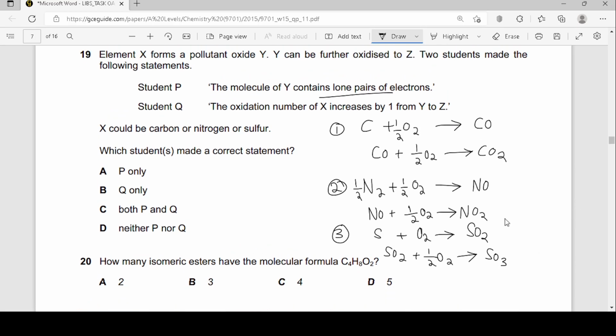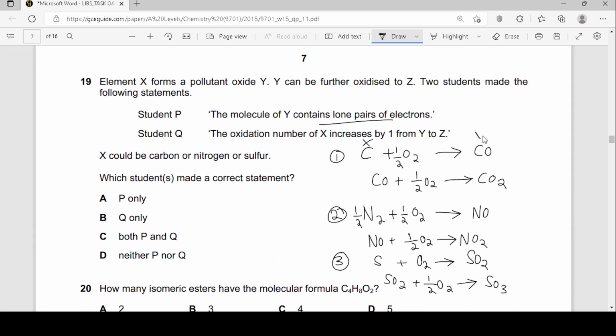Alright, let me just label X, Y, Z as well. For each of the three cases, this is X, this is Y, and this is Z.